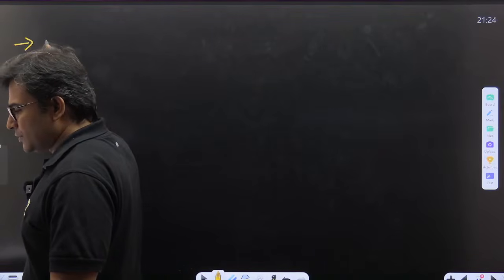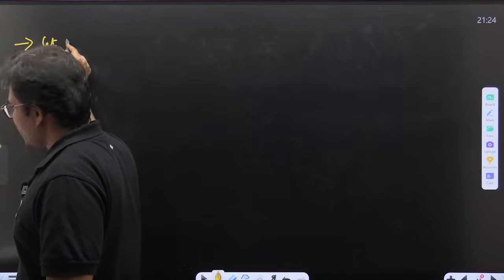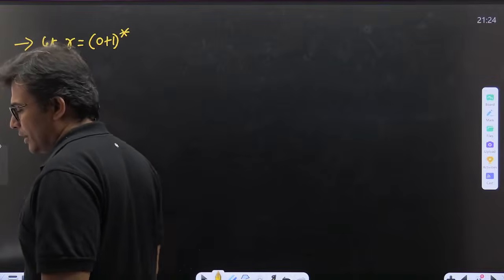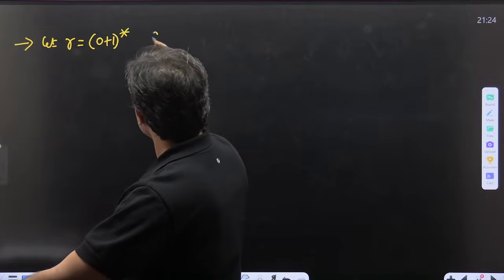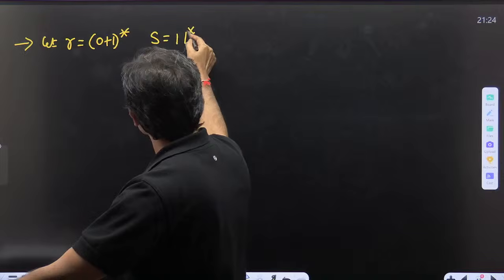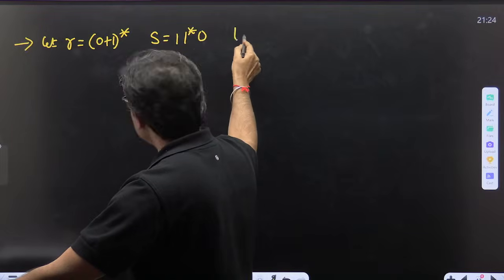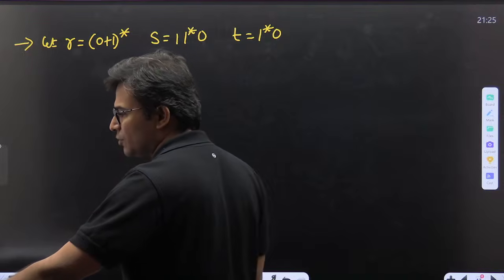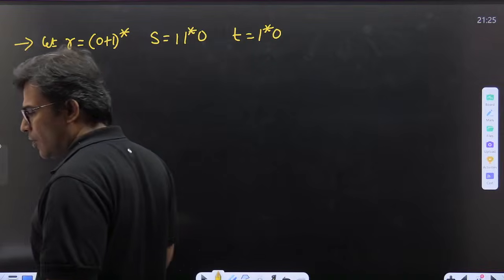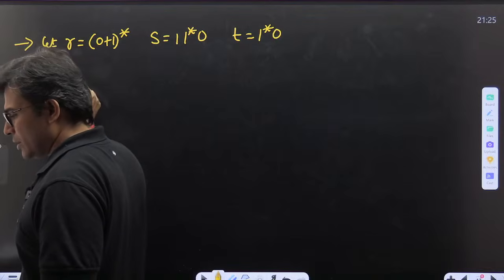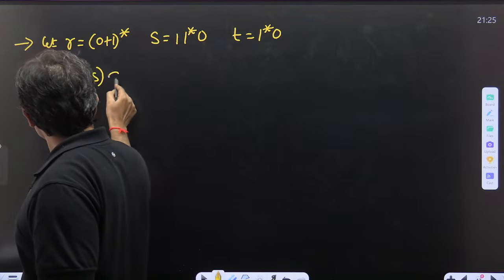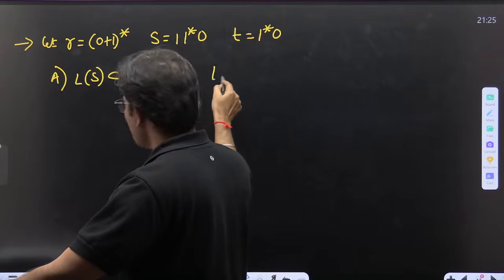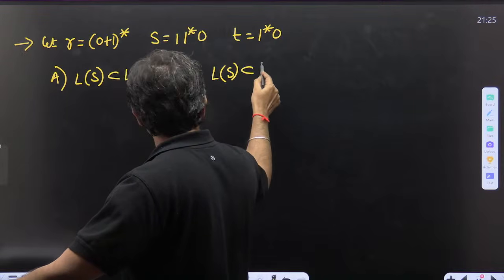So the question is: let R equal to (0 plus 1) star, and S equal to 1 1 star 0, and T equal to 1 star 0. Now the options are: A, L of S is a proper subset of L of R and L of S is a proper subset of L of T.